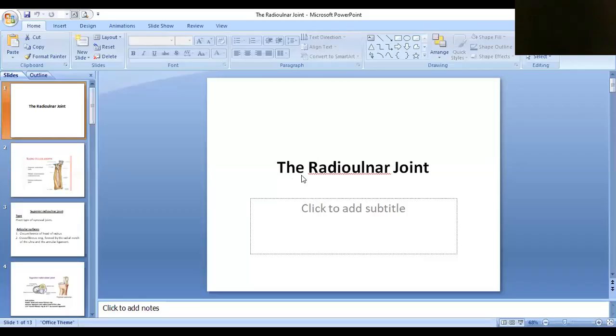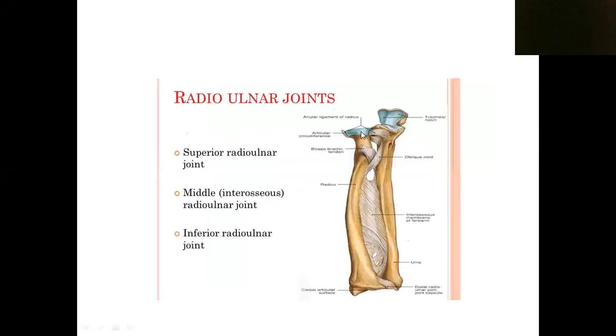Dear students, now we are going to see the details of this radio-ulnar joint. Radio-ulnar joint means between the radius and ulna. See here, between the radius and ulna we are having three joints. In the upper part, superior radio-ulnar joint. In the lower part, inferior radio-ulnar joint.